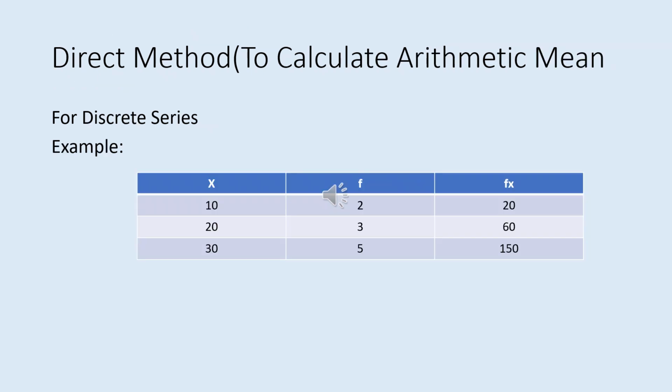Now in this slide we'll be calculating the arithmetic mean for the discrete series. Here we take an example. Here the data given as x are 10, 20 and 30. The frequencies are 2, 3 and 5, and fx represents the multiplication of frequency with the data. This is 10 into 2 equal to 20, 20 into 3 equal to 60, 30 into 5 is equal to 150.